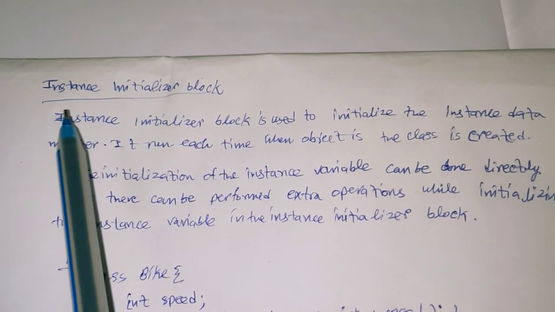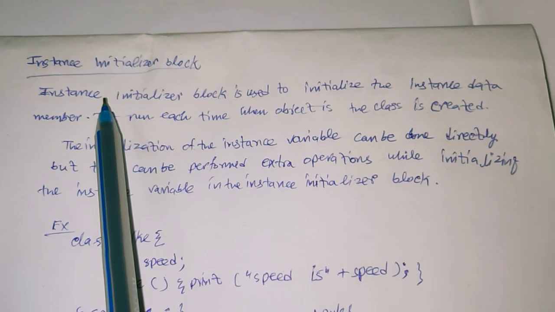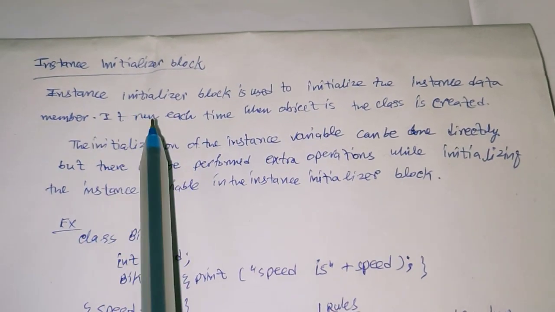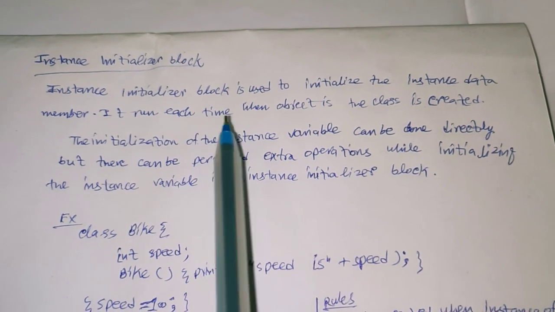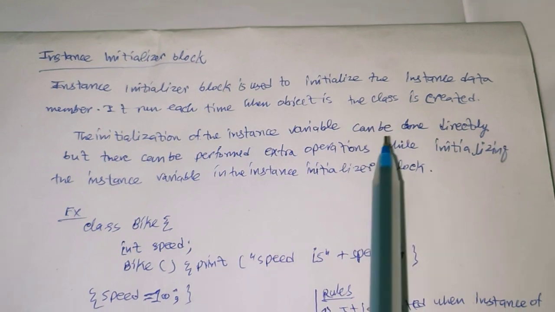So today we are discussing instance initializer block. So what is instance initializer block? Instance initializer block is used to initialize the instance data member. It runs each time when an object of the class is created.